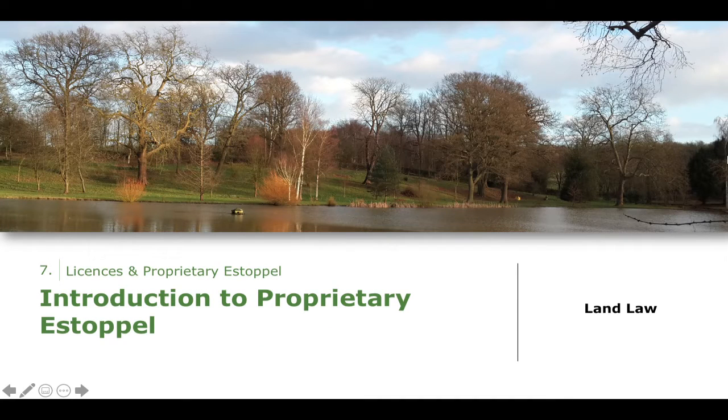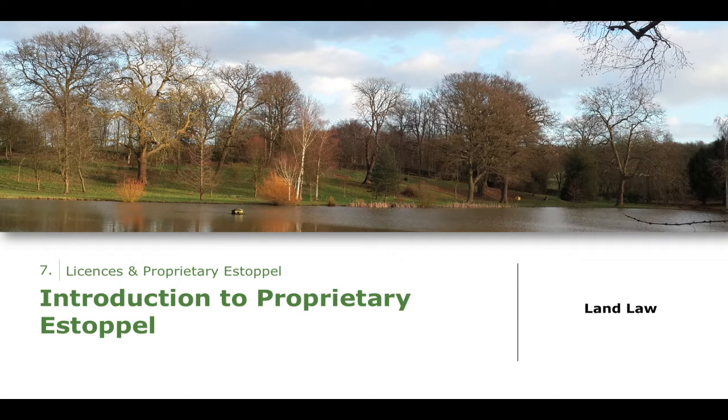In the previous lessons, we spent some time talking about the idea of licenses, and we looked at the various distinctions which you can make between different types of licenses. We focused on the bare license, for example, licenses which are coupled with a proprietary interest, as well as licenses which are part of a contractual arrangement.